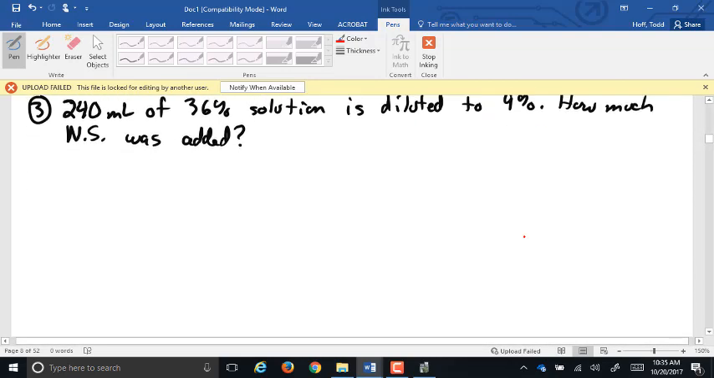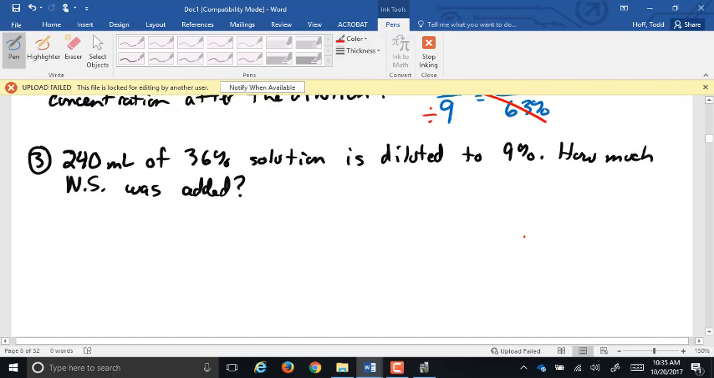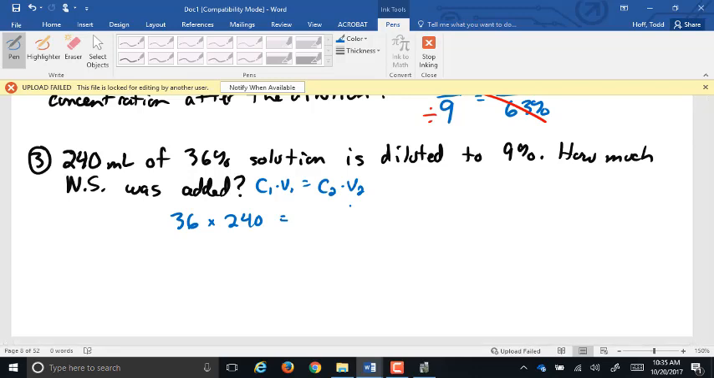So after the dilution, we have a 14% solution. And the bottom one here, 240 milliliters of 36% solution is diluted to 9%. How much saline was added? So we've got 36% times 240 milliliters. By the way, this is C1 times V1 equals C2 times V2 that we're using here. So 36% times 240 milliliters equals 9% times V2.